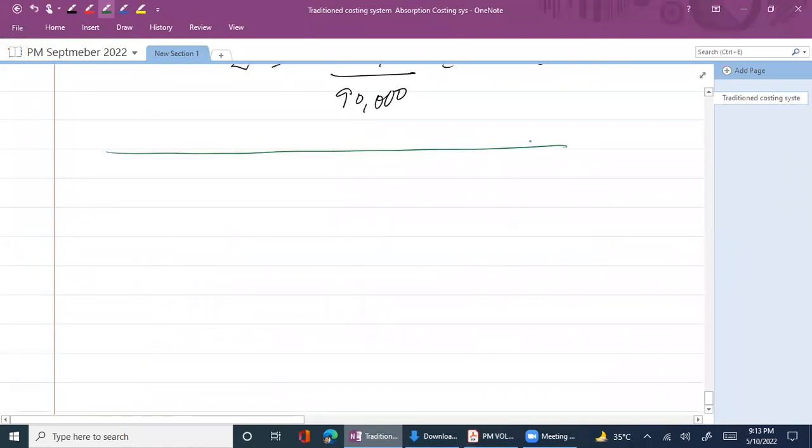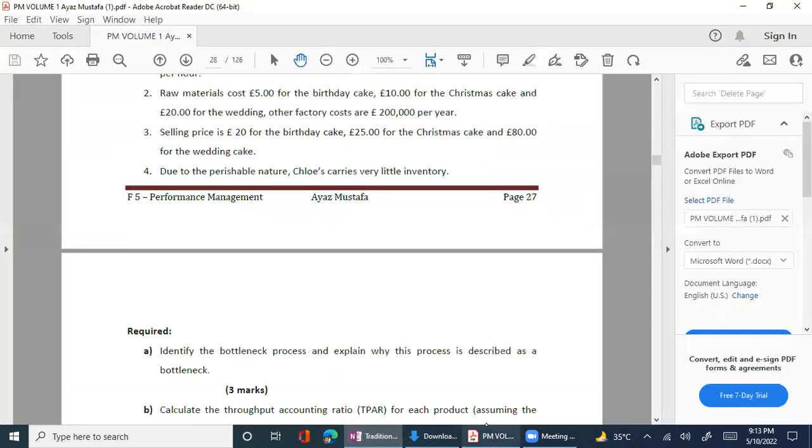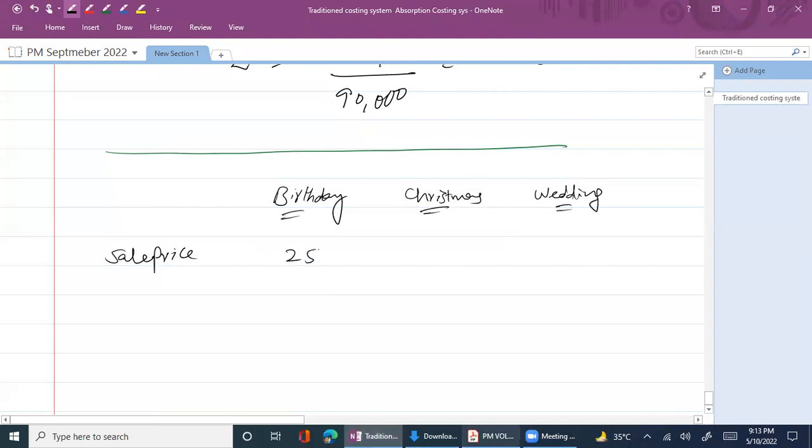So there are 3 cakes: birthday, Christmas, and wedding. The sale price is given to you. It is 20 pounds, 25, and 80 pounds.